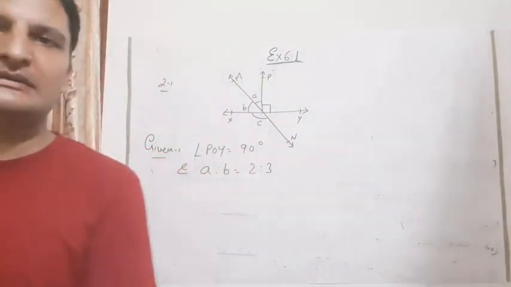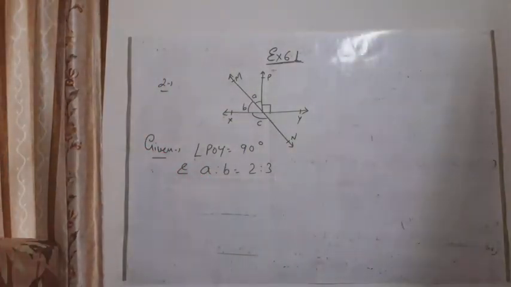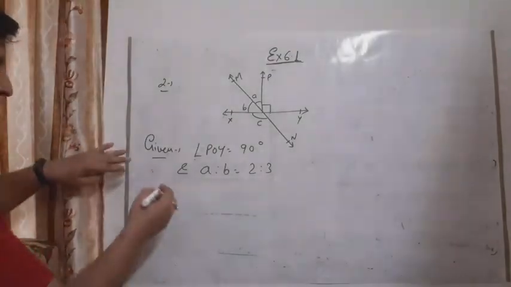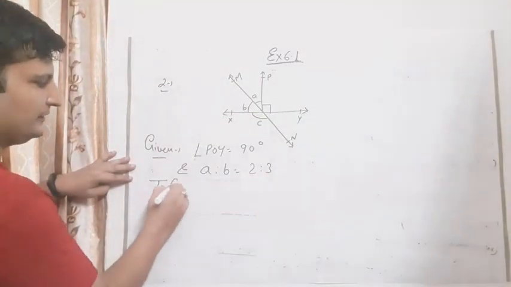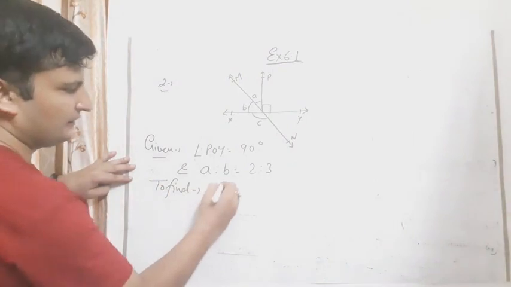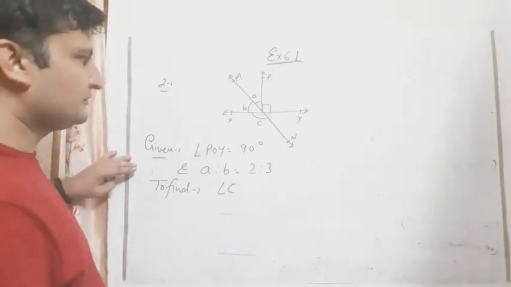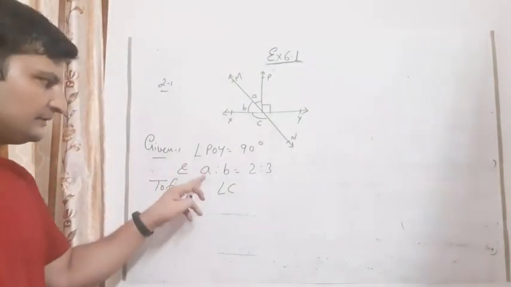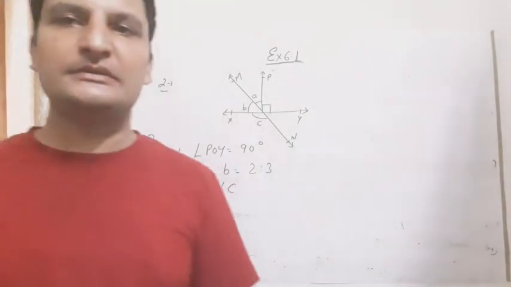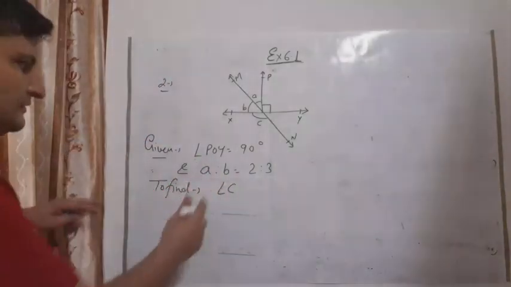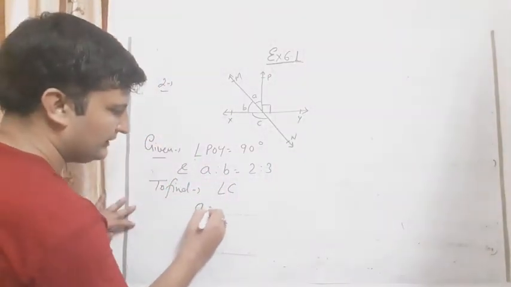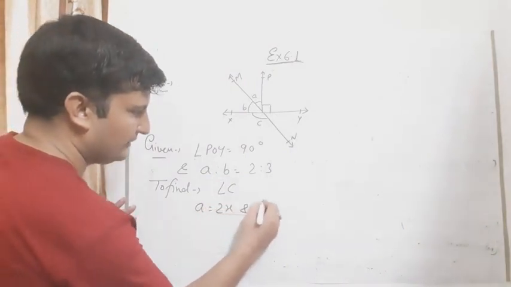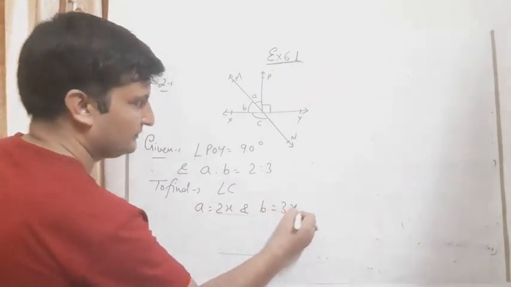How can we find angle C? We can do it like this. To find angle C here, what will we do first? Students, these are in a ratio. So how can we solve the ratio? We know that A ratio B means we can write A is equal to 2x and B is equal to 3x.